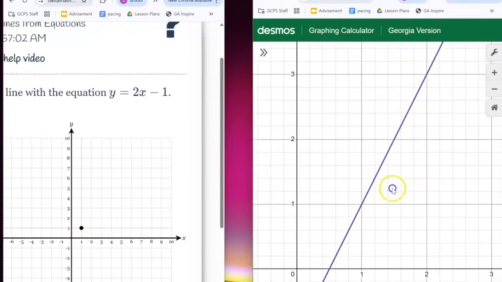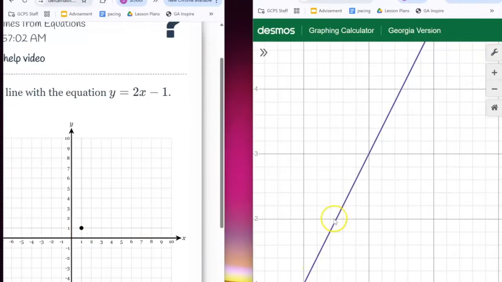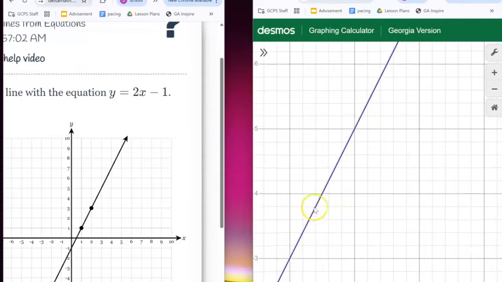Then I need to find another corner. Is this a corner? No. What about this? Yes. Every time I think I get to a corner, I just move it so slowly just so I can see the number. X is 2, Y is 3. And I'm just going to keep repeating this process. I'll find one more.